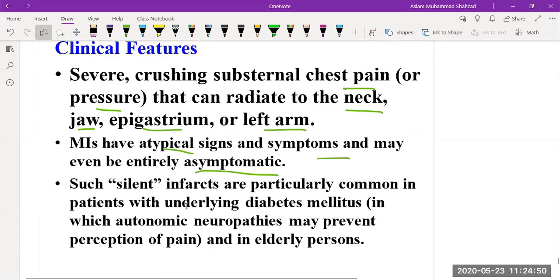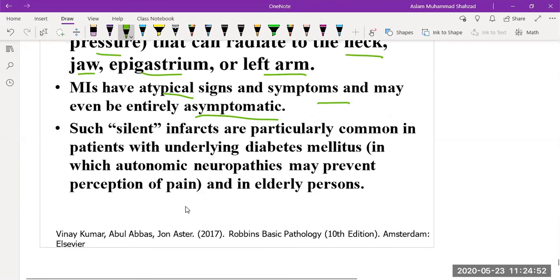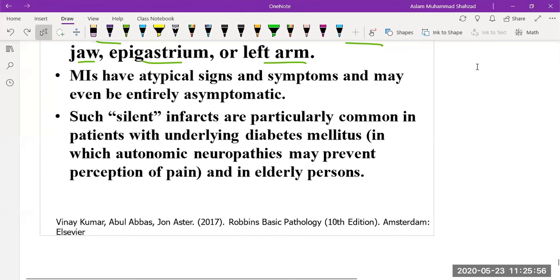And we mentioned here at the end that such silent infarcts are particularly common in patients having diabetes mellitus. Again, this is very important. Silent infarction especially occurs in diabetes mellitus. Why? Because patients have neuropathies, and the neuropathies may prevent the perception of pain, especially in elderly patients. In that case, the patient does not feel the pain, and that is why it is considered silent infarction, because the patient has the infarction but is not feeling any pain.